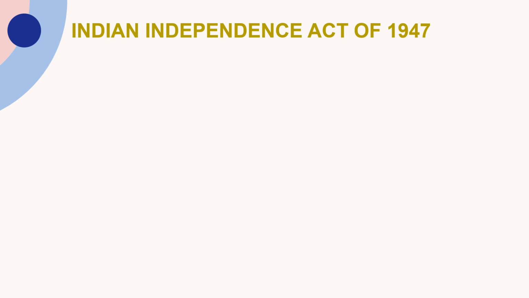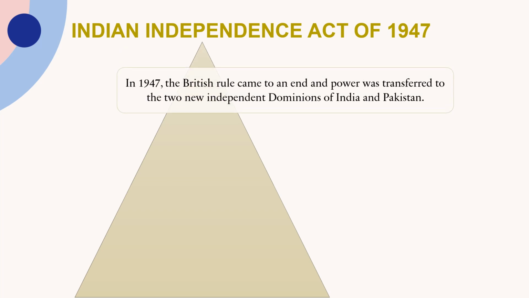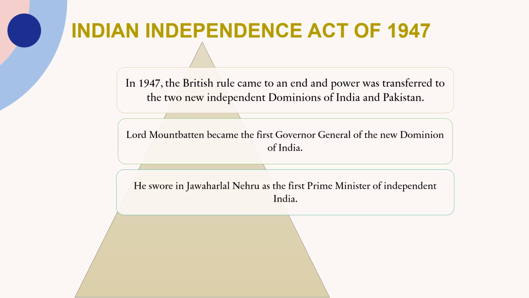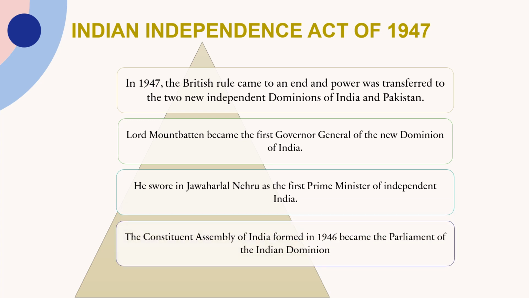In 1947, British rule came to an end and the power was transferred to two new independent dominions of India and Pakistan. Lord Mountbatten became the first Governor General and Jawaharlal Nehru was the first Prime Minister of independent India. The Constituent Assembly of India formed in 1946 became the Parliament of Indian Dominion.